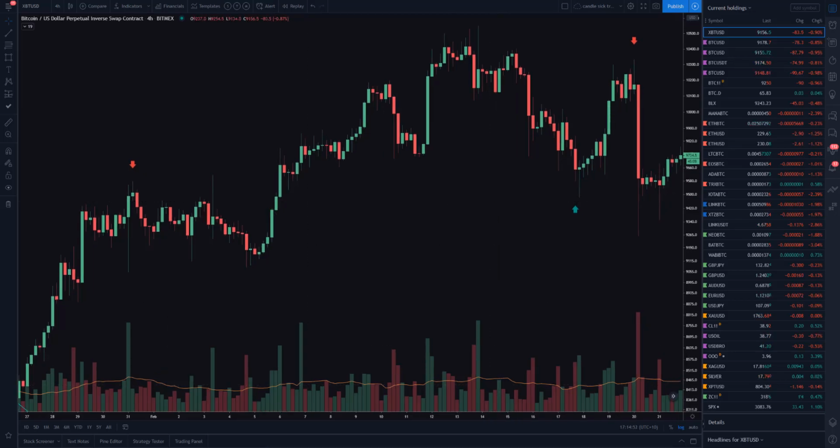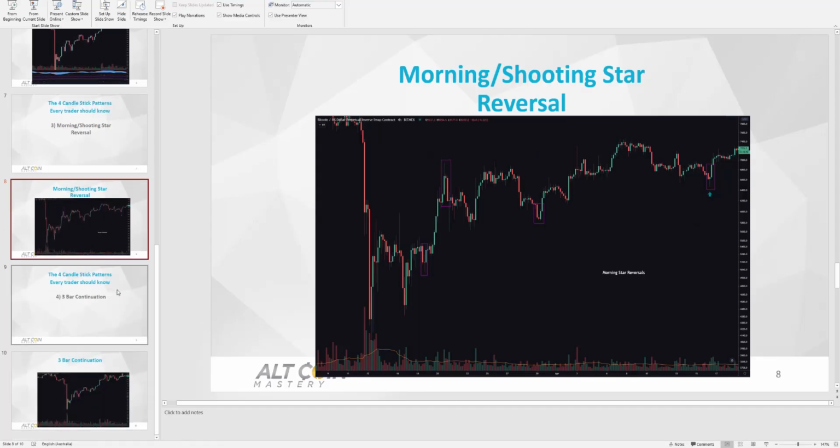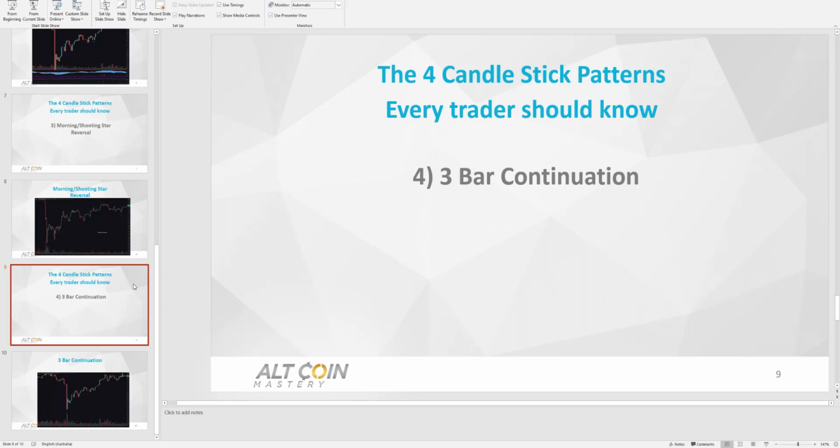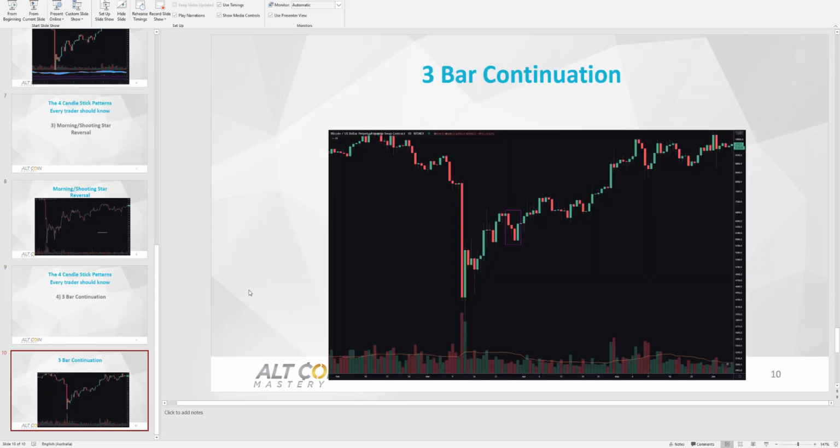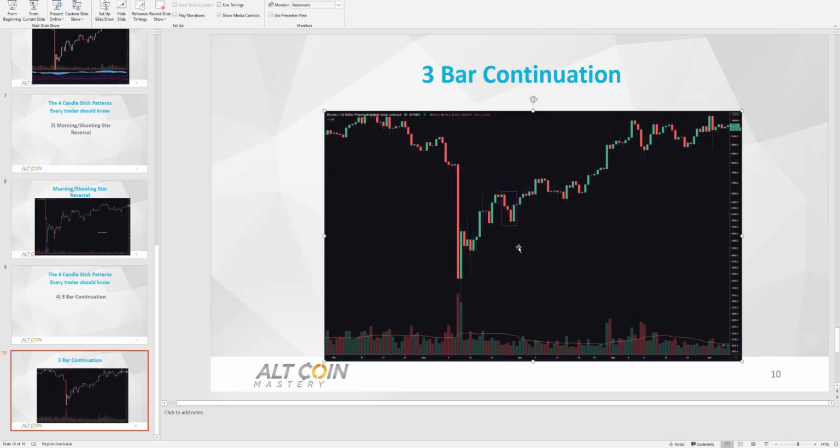All right, so the next candlestick pattern we're going to look at is the 3-bar continuation pattern. Now, I don't trade these as much as the other ones. They play out a lot more consistently, but what we're looking for here is basically an uptrend followed by 3 candles down, back into an engulfing candle after the third candle down.